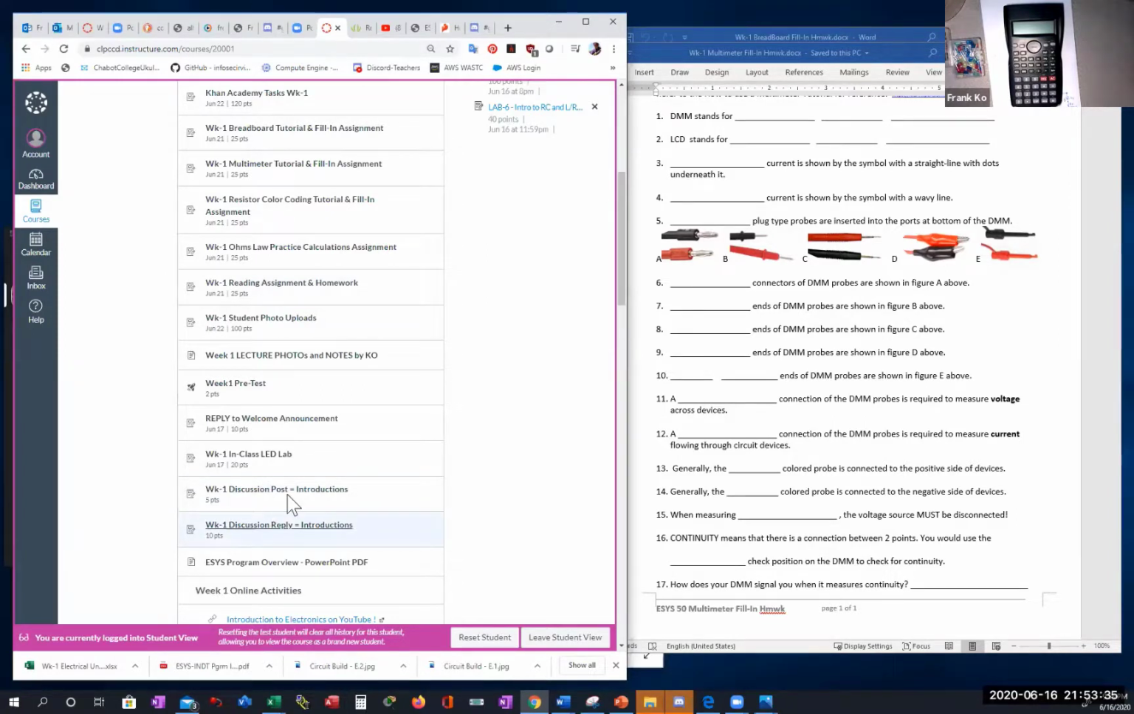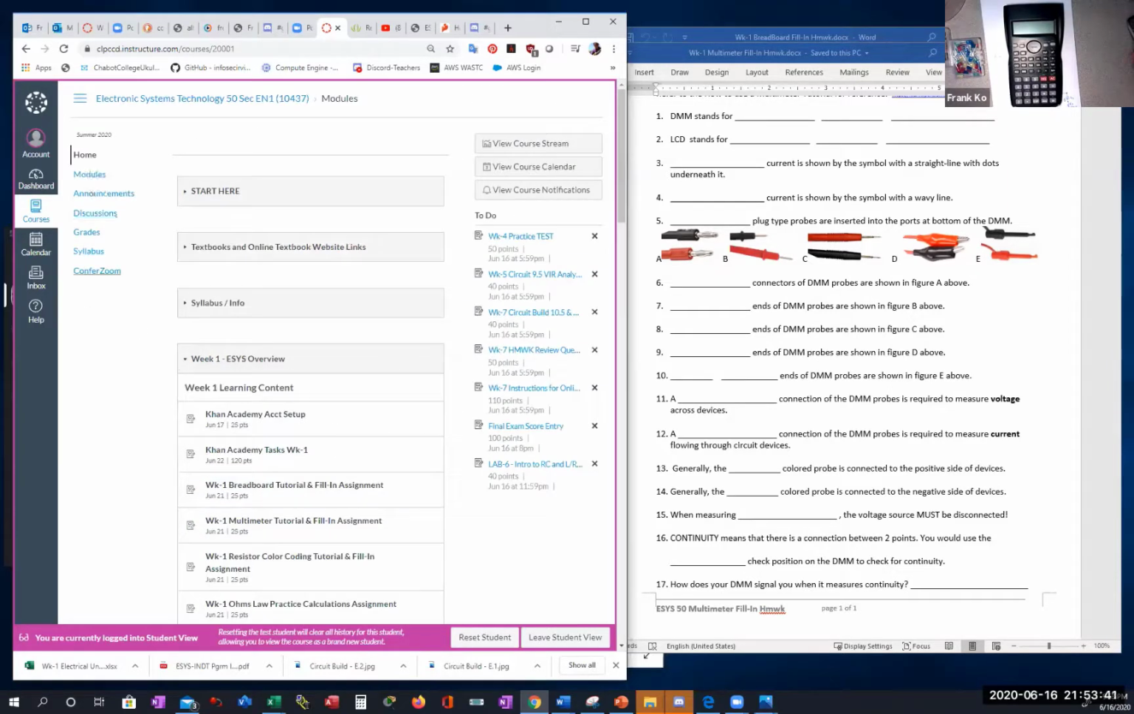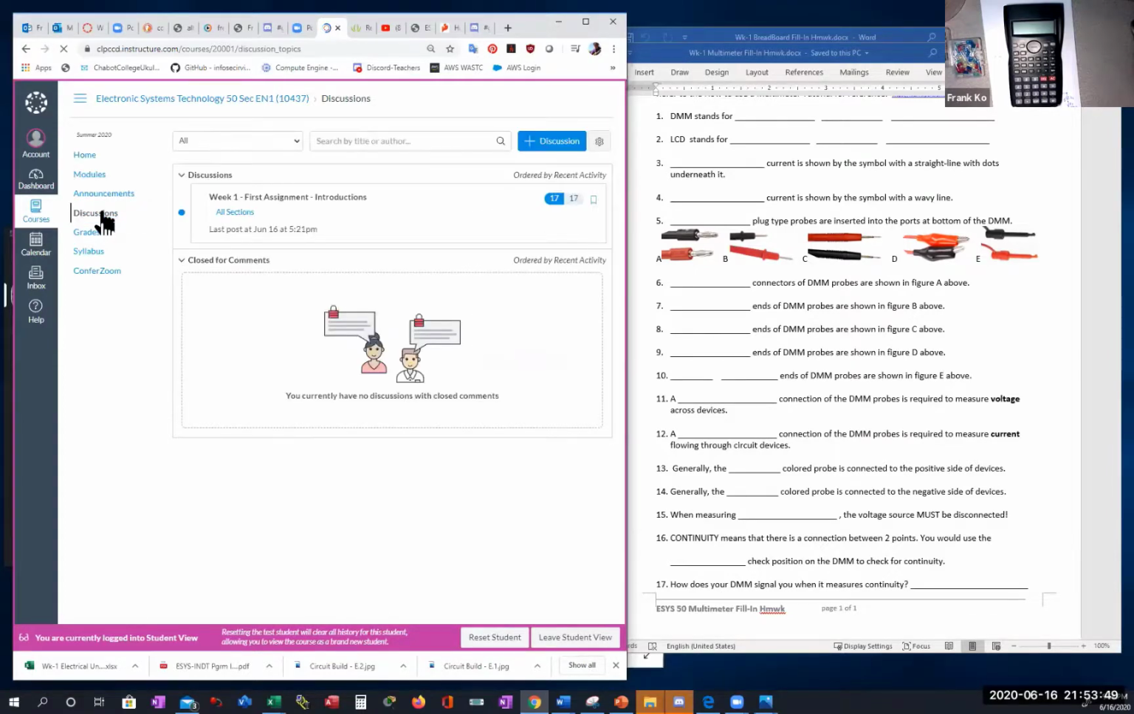A number of classmates have already started this. If I click on discussions, found over here on this side, where you have modules, announcements, discussions, it opens up our discussion board. The discussion board is our official Canvas chat room. In it, if you click on Week 1, first assignment, click this.